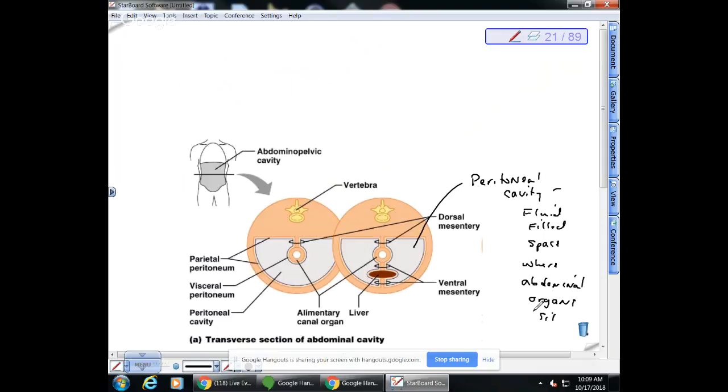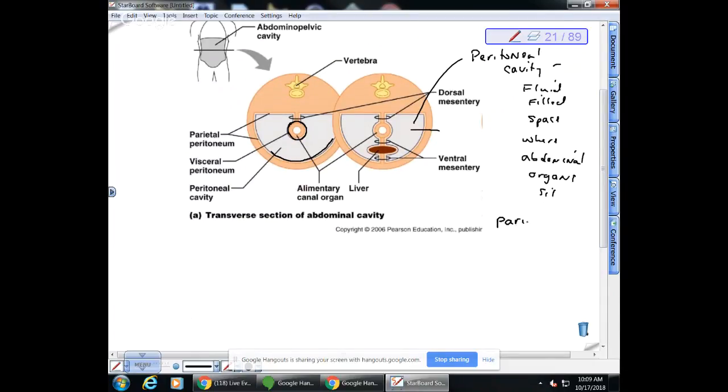And then we have the cavity, the peritoneal cavity. And then around the organs, that's the visceral peritoneum. And then lining this cavity is what is referred to as the parietal peritoneum. These are words that we've seen, the visceral pleura and the parietal pleura, right? So parietal peritoneum lines the body cavity.